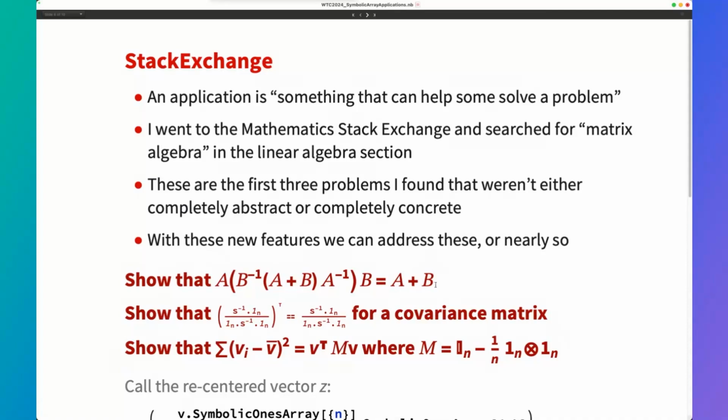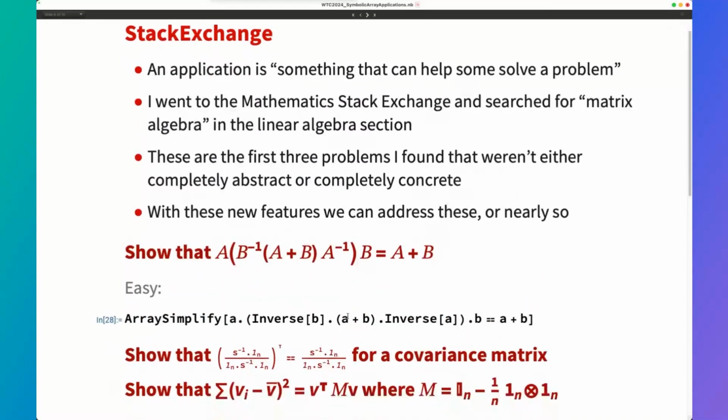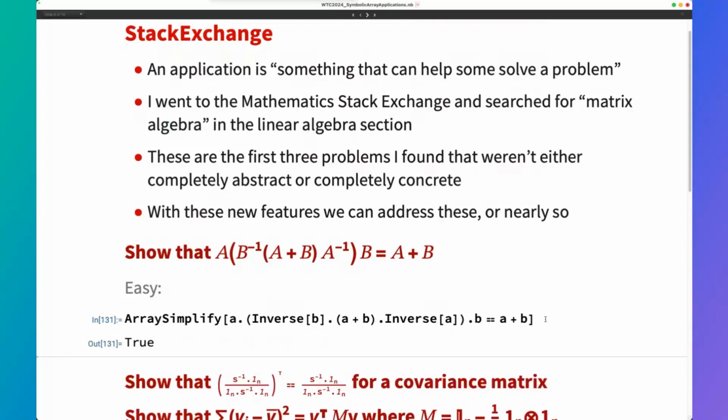So here's a famous identity, a complicated way of writing A plus B. Well, that's really easy. We just literally type in both sides. It's very natural. We already have the 2 matrices. So we put that in, we get true.